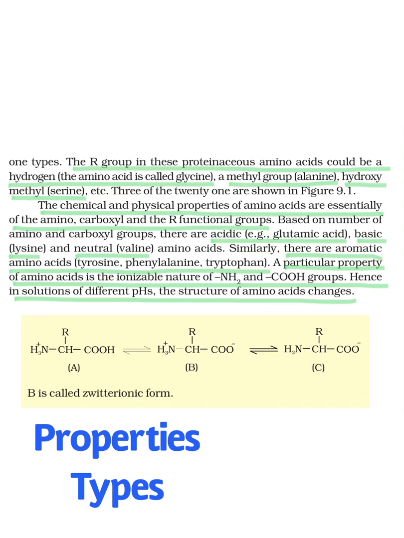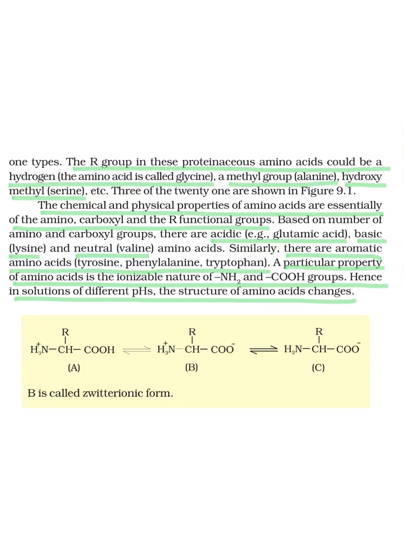So based on the number of amino and carboxyl groups, there are acidic amino acids like glutamic acid. Some are basic, such as lysine, and some are neutral amino acids, for example valine. So in this way you have to remember these names also.